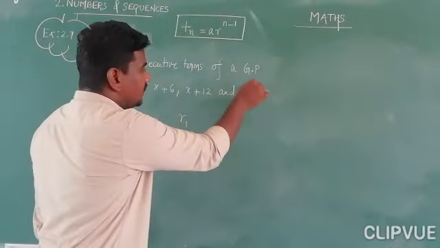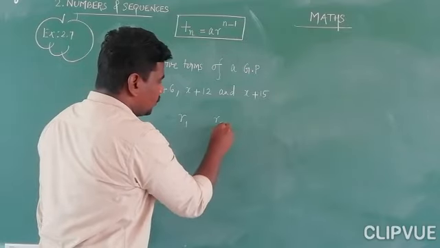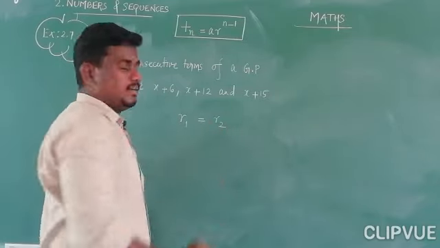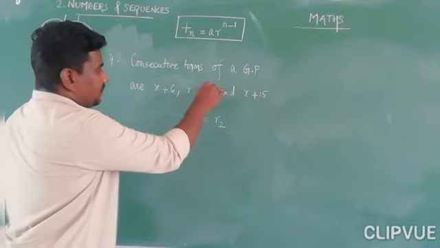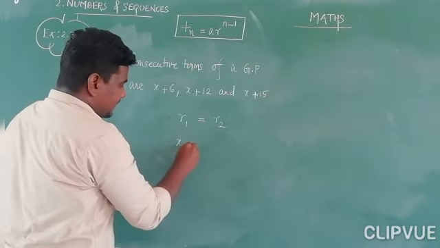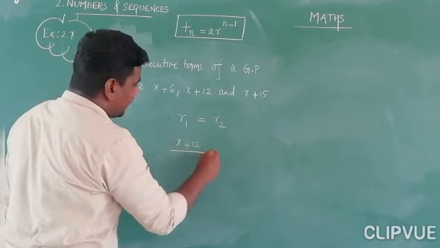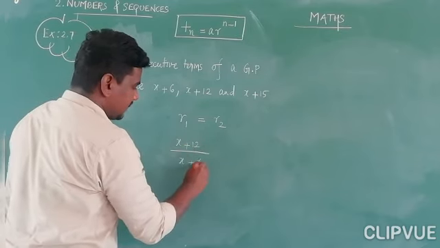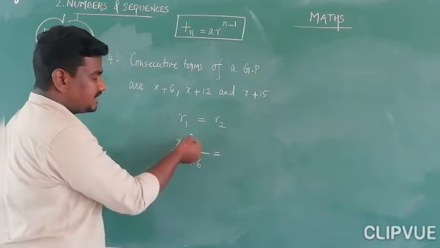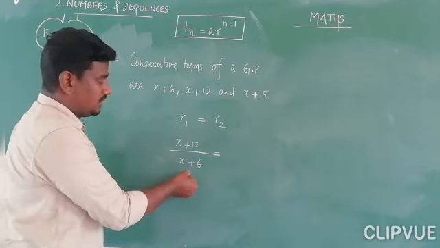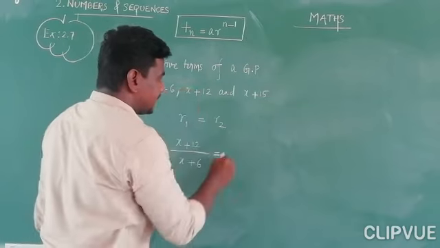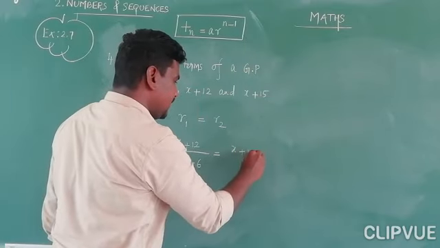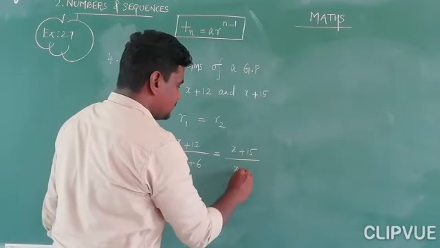The ratio of 2 and 3 is R2. They must be same. So R1 can be written as x plus 12 by x plus 6. I hope you understand this. It means T2 divided by T1, which is equal to R2. It means the ratio of the third term and the second term, so x plus 15 by x plus 12.